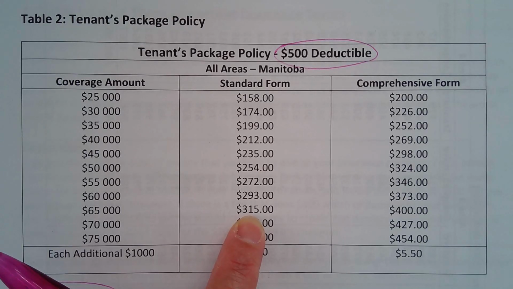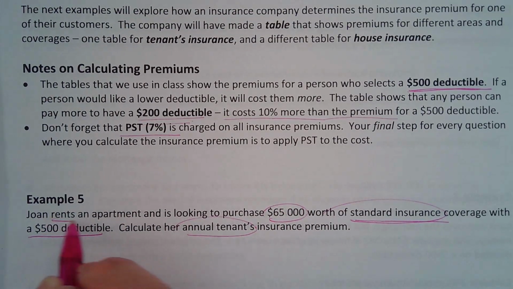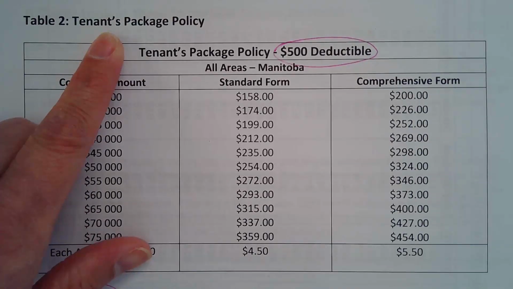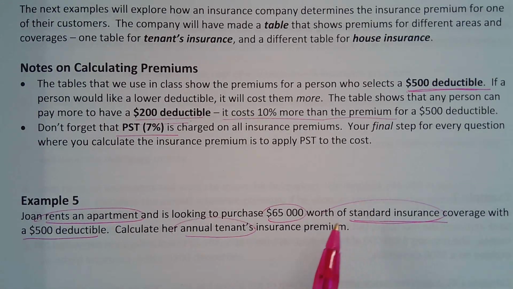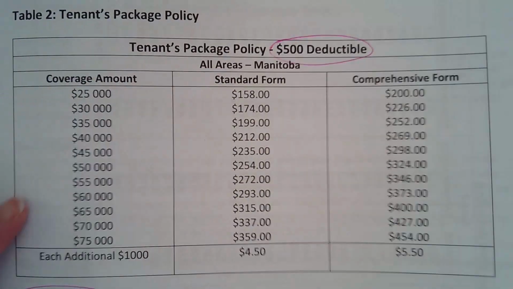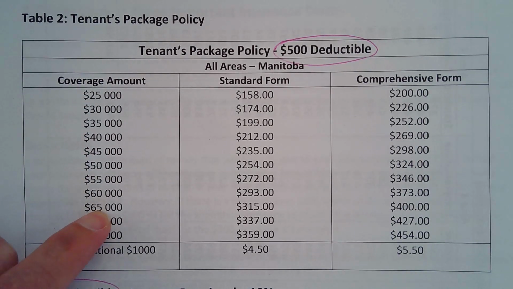Yes, you're okay? Or no? Okay, let's take a look again. It's renting an apartment, so we need tenant insurance, renters. It's purchasing $65,000 of coverage, so $65,000 coverage is right there. Okay?